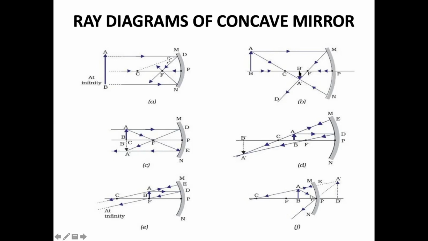Inverted, we say. What is the size of the image? We put it A dash B dash. The A dash B dash is smaller in size than the object AB. Okay, what is the position? It is between C and F. So you'll have to write: position of the object beyond C, position of the image between C and F, type of image real and inverted, and size of the image smaller than the object.